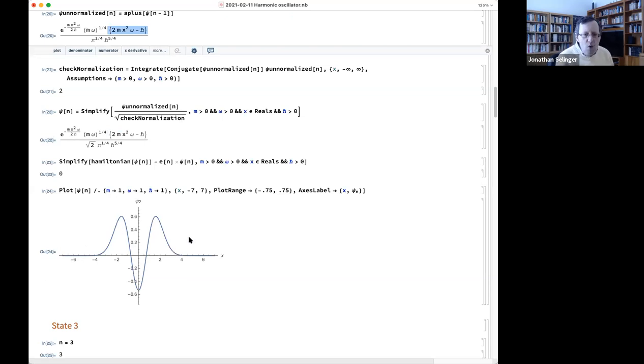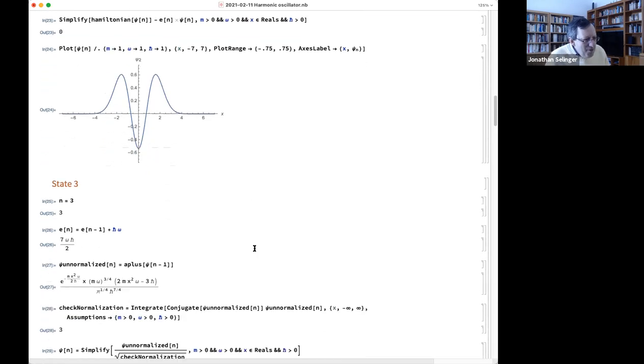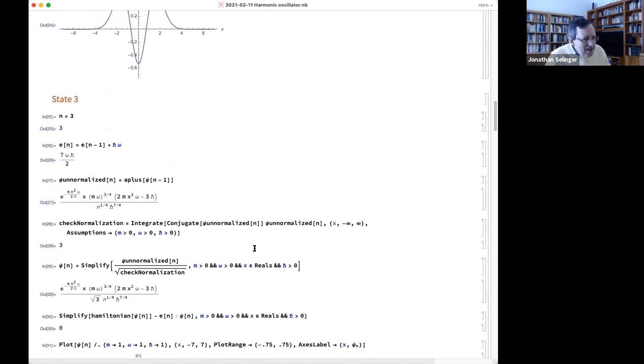It has one extra node. Each time you go up one step, you add one extra node. So more kinetic energy. And it's also a little farther from x equals 0. The bulk of the wave function is a little farther from x equals 0, so more potential energy also. I just kept going with this. How many of these did I do?